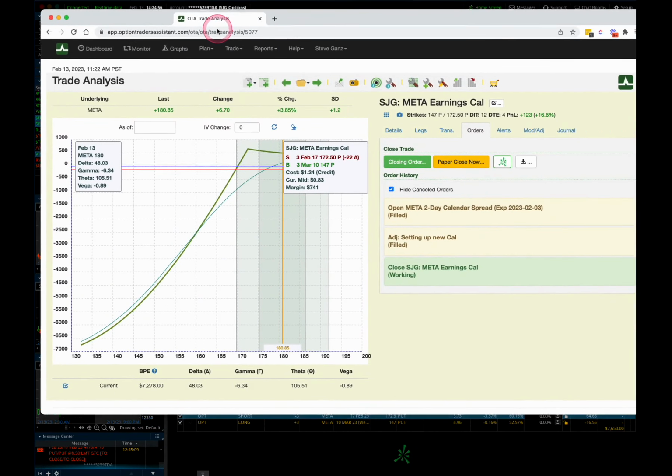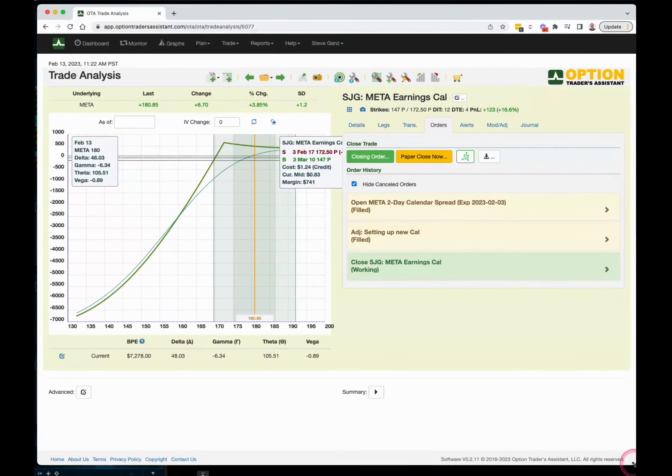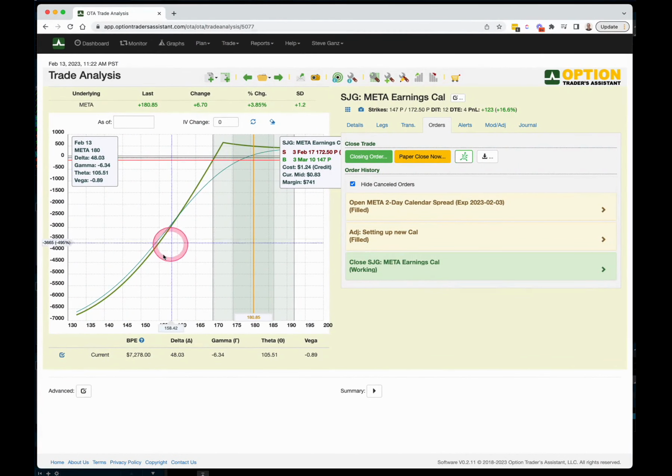So that's why this is my go-to tool here, Option Trader's Assistant. And this puts together all of the trades that have made up this trade to date. And then you can see that we currently now are finally profitable in this trade to the tune of about $123. And again, that is factoring in our short strike that we already closed some time back.